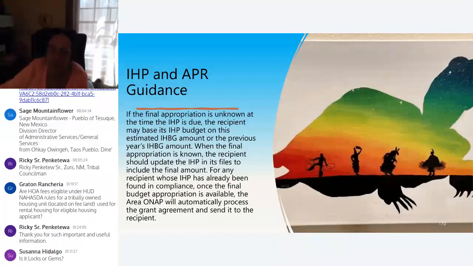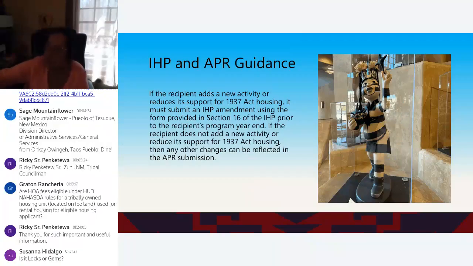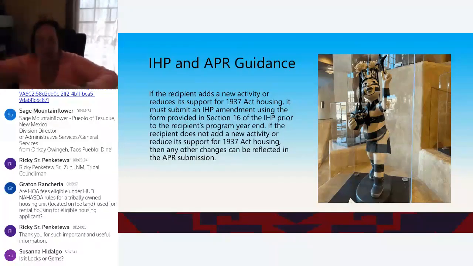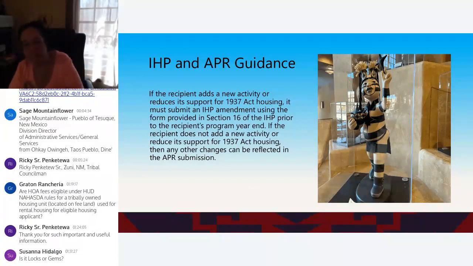For any recipient who has been found in compliance, once that money's released, HUD will start your grant process immediately. So it's good to have that done and sitting there. As you can see, I'm at the Pueblos a lot next week. So if your recipient adds a new activity or reduces its support for 1937 Act housing, remember I told you how very, very strict they are about that, you need to make sure that it is reflected in your APR submissions also, okay?